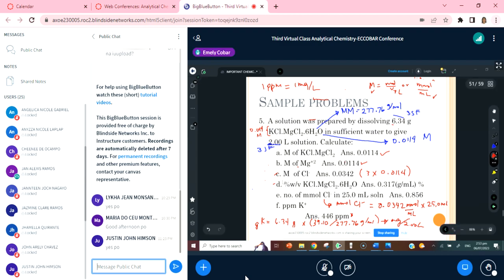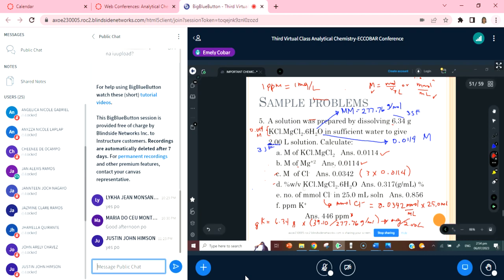Okay, next. Letter D na ako. Percent weight over volume. Express the concentration of this solution in percent weight over volume. Given ba ang mga ano? Yes. Ang volume kasi ng solution is 2.00 liter. Ang weight ng solute given ba? Yes, 6.34. Ano ba yung formula ng weight over volume percent? Mass of solute in grams over volume of solution in ml.